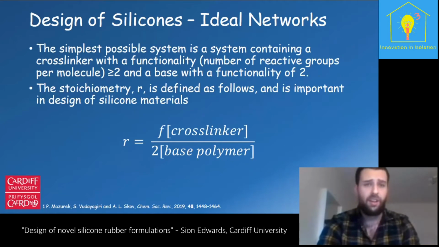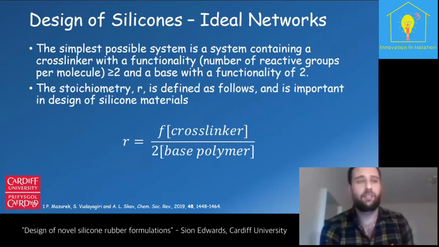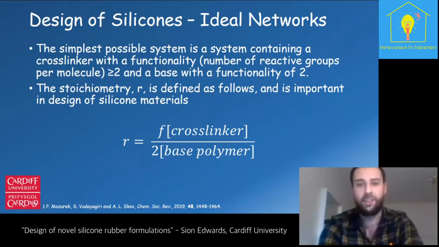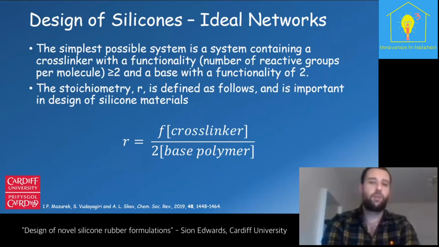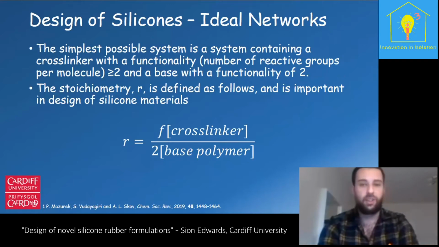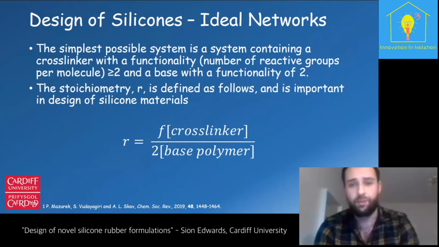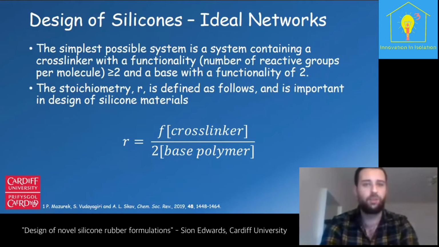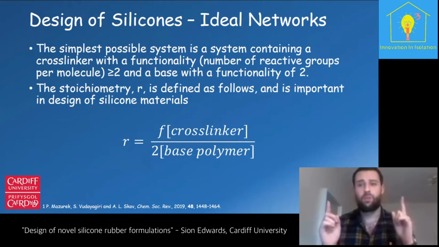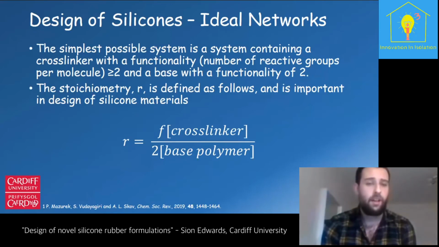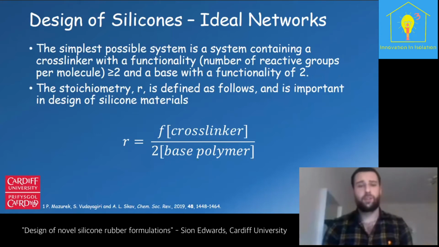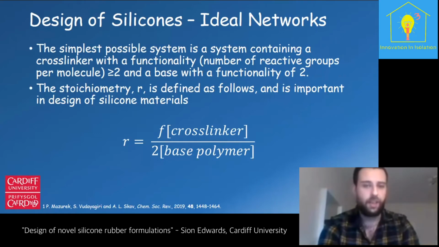So designing silicones, the principles you want to apply: you're going to start off with an ideal network where you have a system containing a cross-linker with a functionality, which is the number of reactive parts per molecule, of greater than 2, and a base with a functionality of 2. So for the vinyl, you want a vinyl at either end of your chain. From this, you can calculate the stoichiometry, R, which comes in later in my descriptions of how to design the materials.